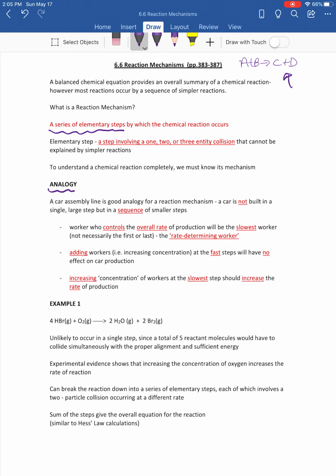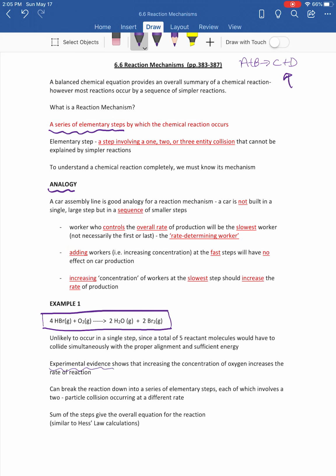Okay, so when we look at example 1, here's a chemical reaction. So I've got my reactants on the left side, my products on the right side. And here's the thing. So you've got 4 molecules of hydrogen bromide and 1 molecule of oxygen gas. Realistically, very unlikely for 5 entities to collide in proper orientation with the appropriate amount of activation energy. Okay, so for our purposes, we know that it's not a one-step thing.